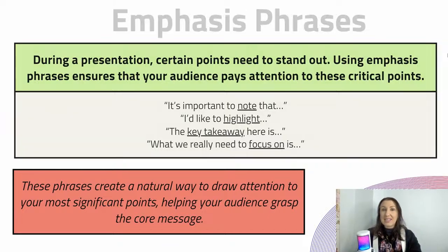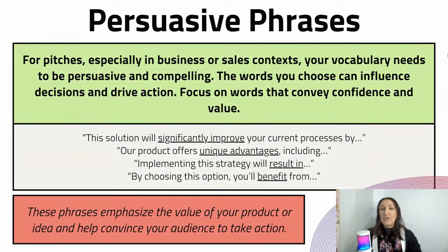Now you want to be persuasive sometimes. So you say, the solution will significantly improve your current processes. Our product offers unique advantages, including this and that. Implementing this strategy will result in this. By choosing this option, you will benefit from that. So, what you want here is to convince. And maybe you are giving more value to your product this way.